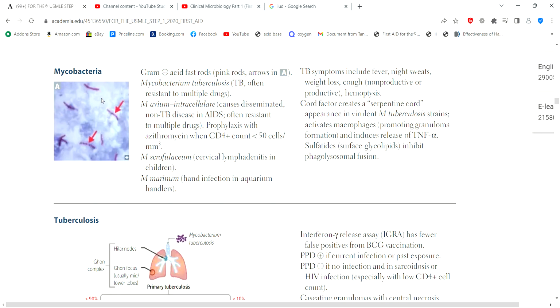Activates macrophages, promoting granuloma formation, and induces the release of TNF alpha. So macrophages release the TNF alpha. Sulfatides, or surface glycolipids, inhibit phagolysosomal fusion. So sulfatides are present on the surface of the TB, and this inhibits phagolysosomal fusion in neutrophils and macrophages. So to fight the TB, macrophages release TNF alpha and IL-12.